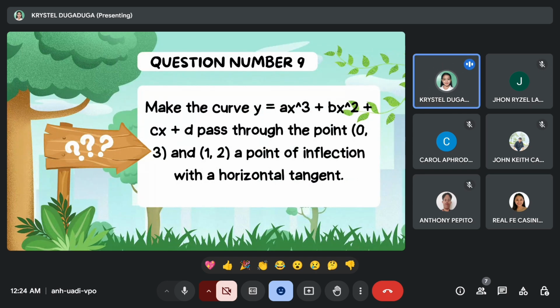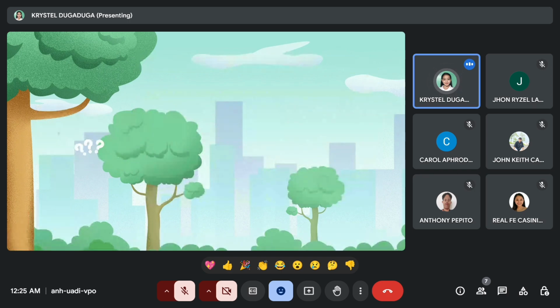So, good day everyone. I am Crystal Dugaduga, and now we will be answering question number 9 in exercise J. The question is, make the curve y equal to ax cubed plus bx squared plus cx plus d pass through the points 0, 3 and 1, 2, a point of inflection with a horizontal tangent. So, here is the solution.